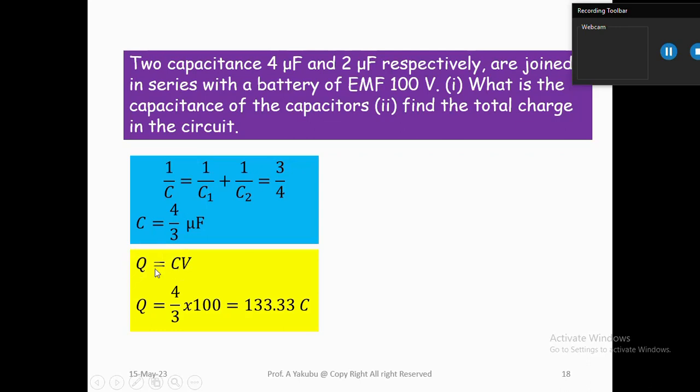Remember, our charge is CV. So to get the total charge in the circuit, charge is equal to CV. The C we know is 4 over 3 times the V, which is 100 volts. Put that value in and you are going to have 133.33 coulomb.